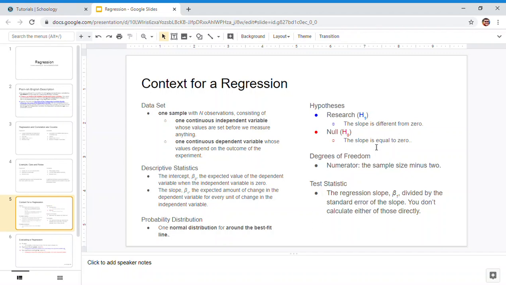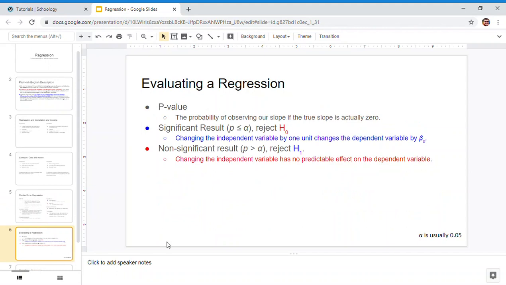Just like in correlation, the degrees of freedom for our test are the sample size minus 2, because we have to estimate a mean for each of the two variables. And the test statistic is a t-statistic. It's the regression slope that we found divided by the standard error. And you're either going to use SPSS or the spreadsheet I make for you to calculate your test statistic. You're not going to actually have to compute that yourself, so don't worry about it. You can see what the computation is if you want to explore the formulas.